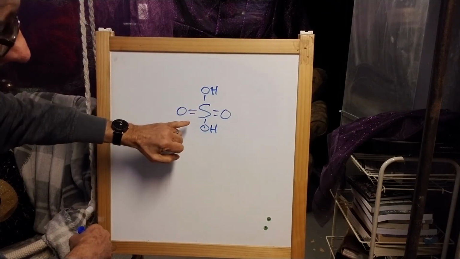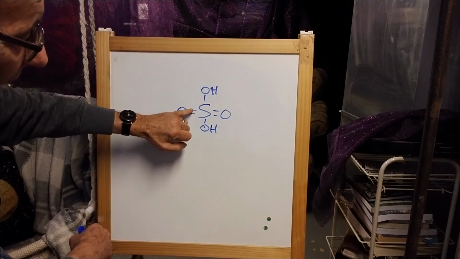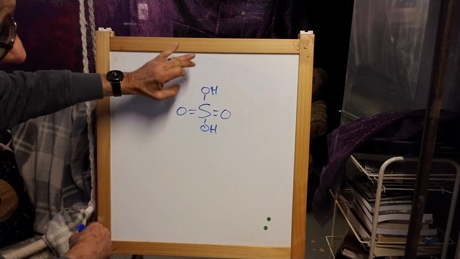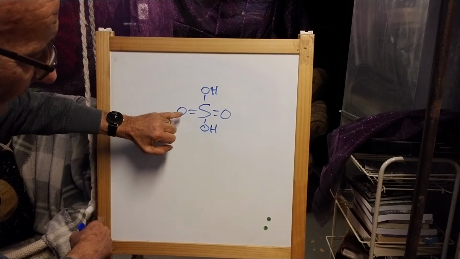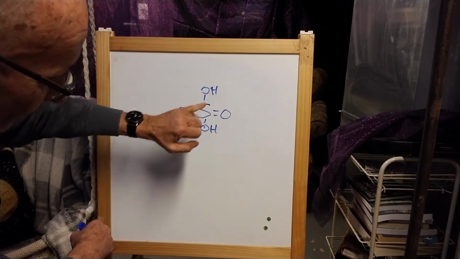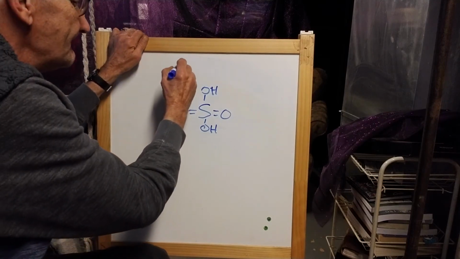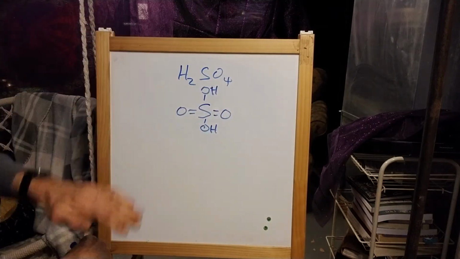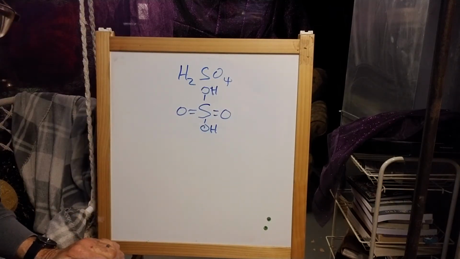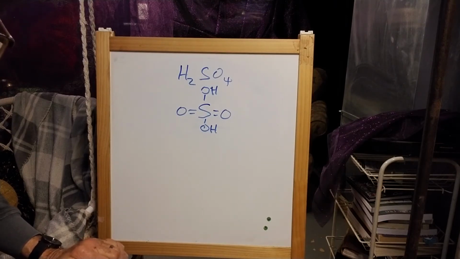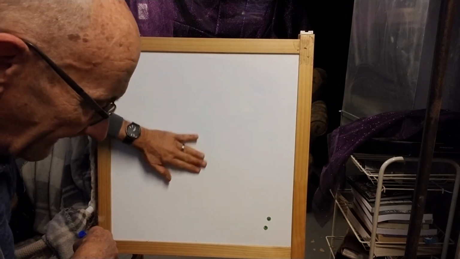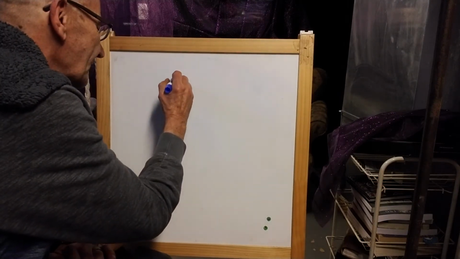So we got sulfur, which now has 1, 2, 3, 4, 5, 6, because he has 2 of his own. So with 6 more, he has 8. The oxygens are happy. They got 2, 2. He's got 1, 2, 1, 2. H2SO4, otherwise known as sulfuric acid. Okay, bonds.